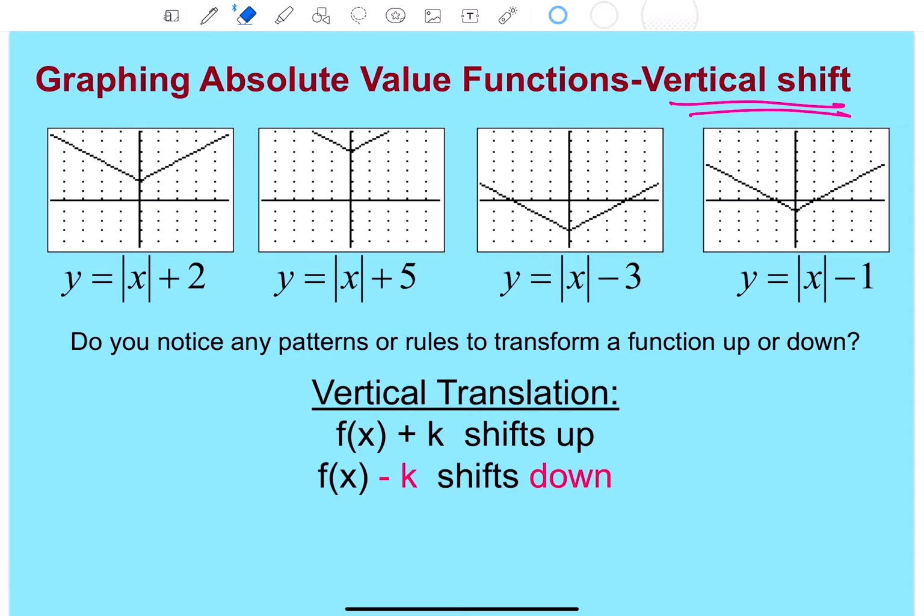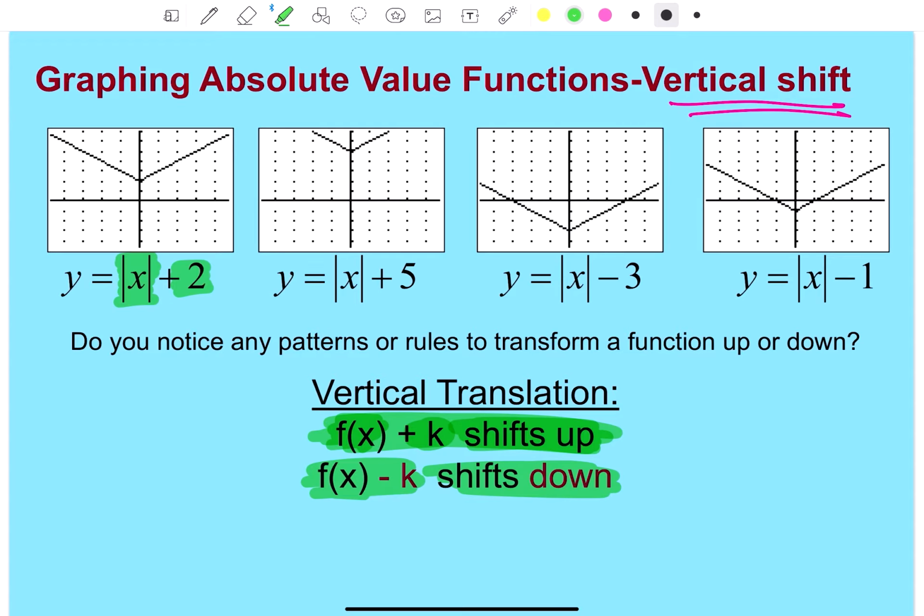For vertical shifts, keep in mind if the number is added after the absolute value function, so f of x plus k will shift the graph k units up, and f of x minus k shifts the graph k units down. Here are some examples. Absolute value of x plus 2 will shift the graph 2 units up. The origin will be shifted 2 units up. The new origin will be 0, 2.